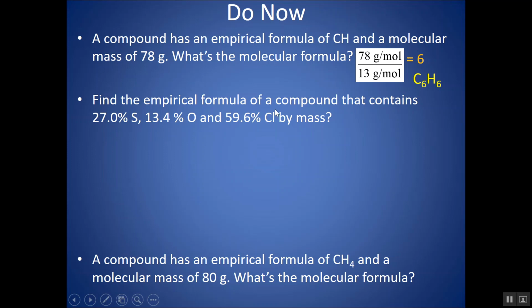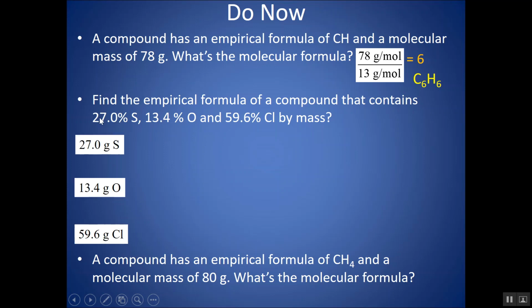If I look at this one, okay, I'm trying to find the empirical formula and they give me percents by mass. Whenever they give me percents by mass and ask for the empirical formula, assume that you have 100 grams so that you can turn these percent by masses directly into masses. So I could assume I have 27 grams of S, 13 grams of O, and 59.6 grams of Cl. I can do this because the formula is just a whole number ratio, so it doesn't matter what assumption I'm starting with. So once you mass it out like this, now we've got to turn these masses into moles in order to find the formula.